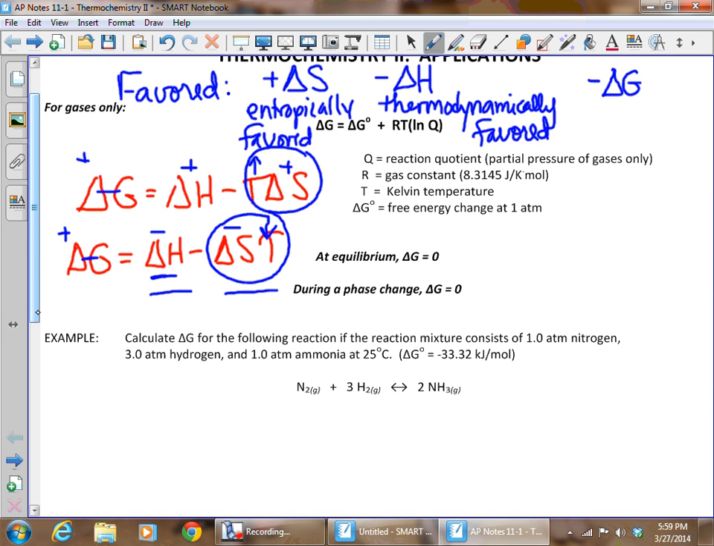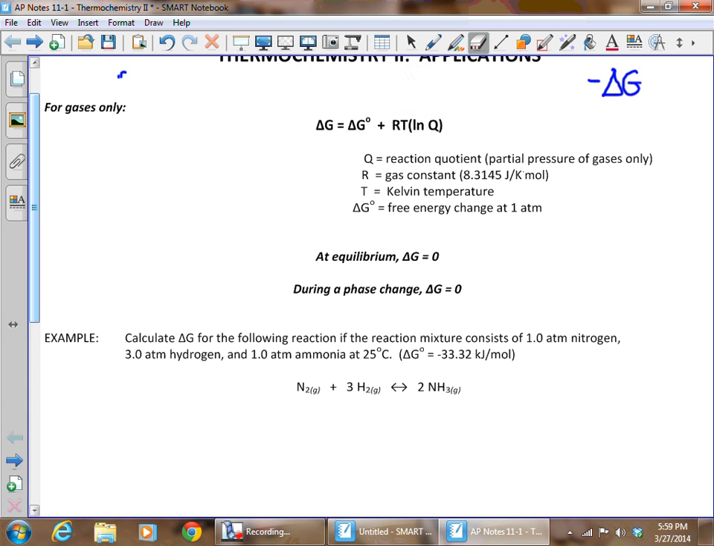Now, the equation we're looking at here is an equation that we deal with for gases only. And delta G is the free energy value when we're not at equilibrium. Delta G naught is a value that we use when we have all standard conditions. If we are at equilibrium, delta G is 0. During a phase change, delta G is 0. So those are two things you need to remember.